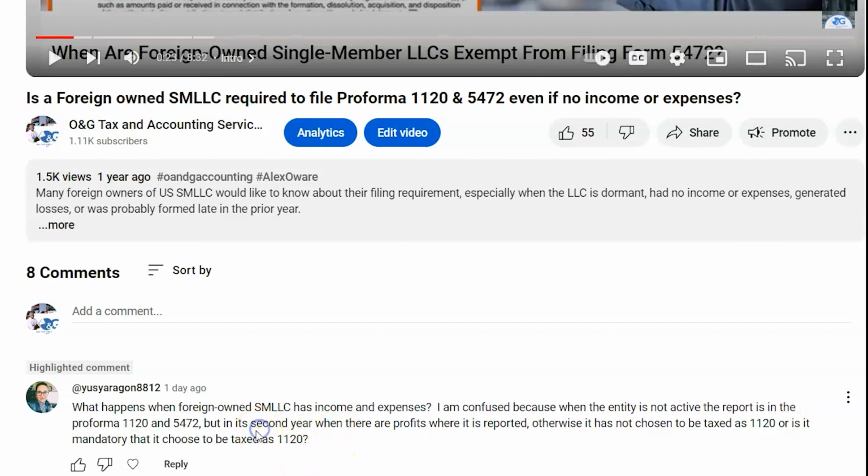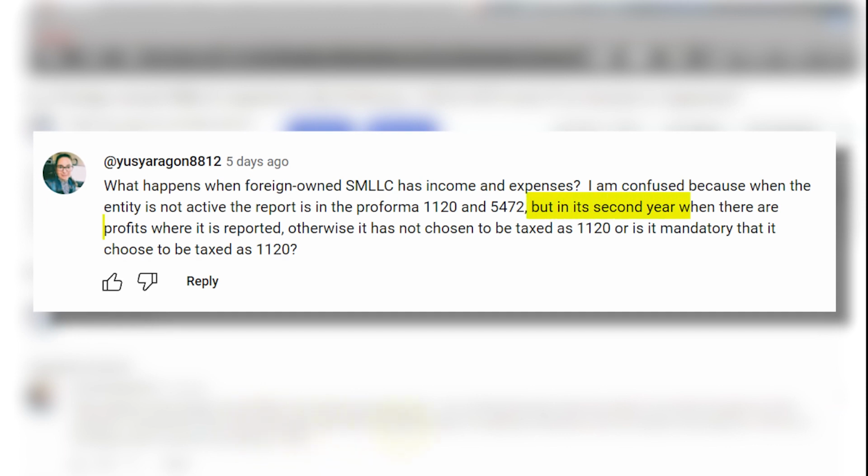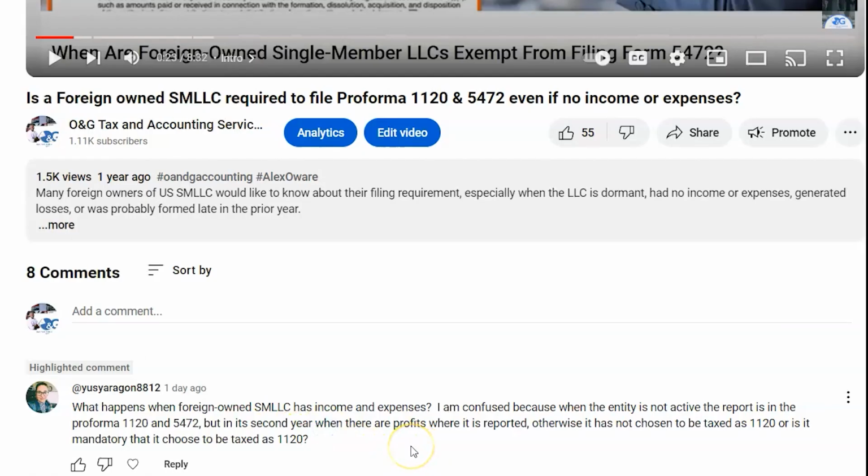And then it also goes on to say, but in its second year, when there are profits, where is it reported, or has it not chosen to be taxed as 1120, or is it mandatory that it choose to be taxed as 1120? Now, I'm not sure what this whole statement is about. But like I said, Proforma 1120 and 5472 is not based on your profit. It's not based on your income. It's not based on your expenses. It is based on reportable transactions.